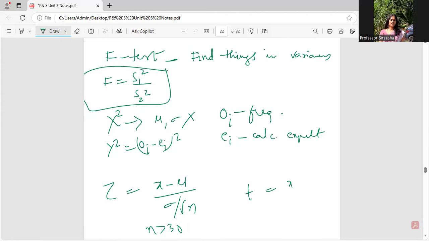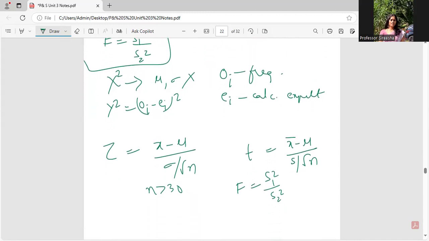X bar minus mu by, instead of sigma, I can write s as well. Same thing, same formula. I will just cross check it so that I don't write errors. F, as I made a mention, is S1 squared by S2 squared. Which variance is S1 and which is S2, we'll talk about. Chi-squared also, I made a mention.